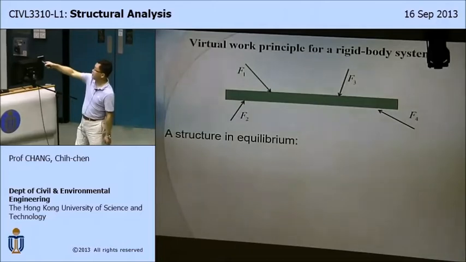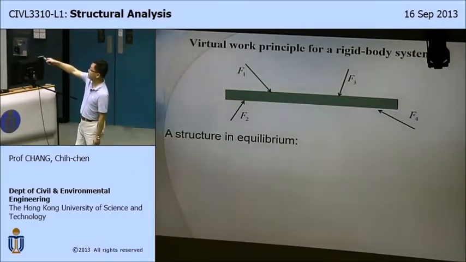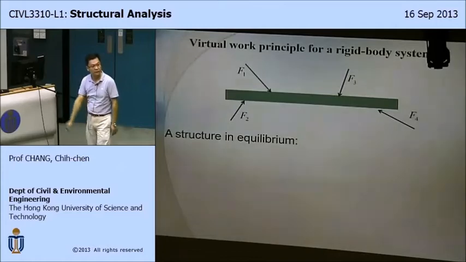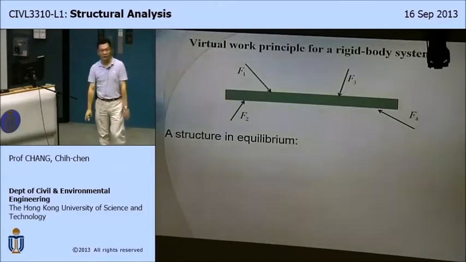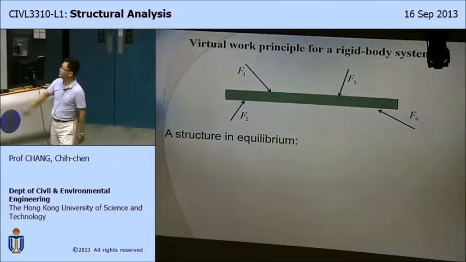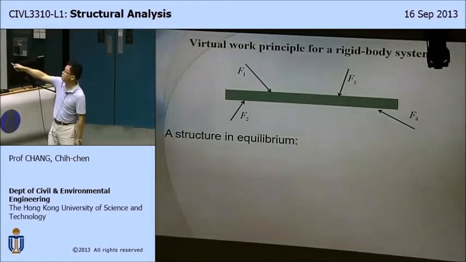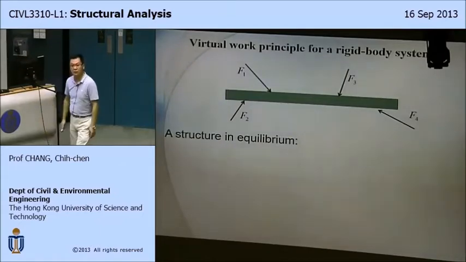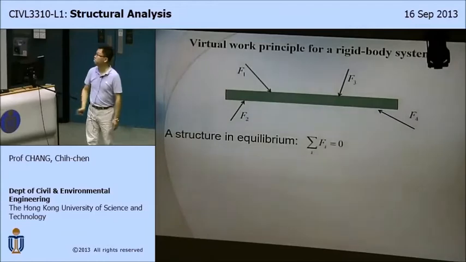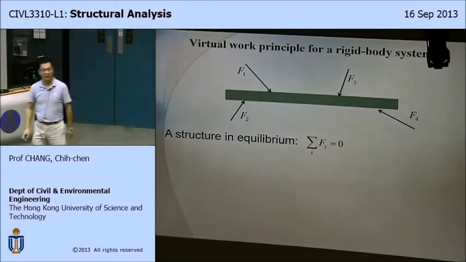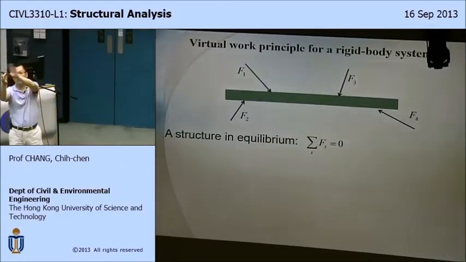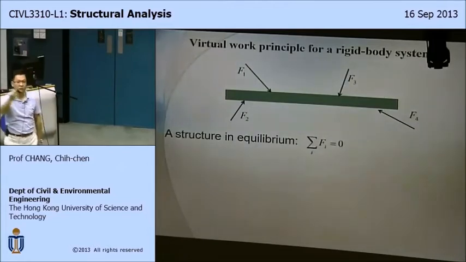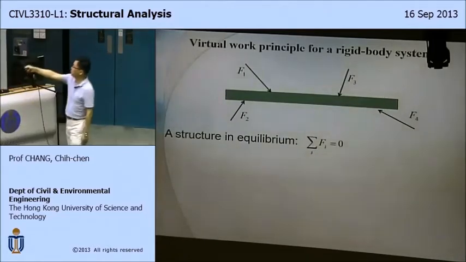So let's say that I have such a rigid body, and it is acted on by some forces. And I say that this rigid body under force action is in equilibrium. With that, I mean that the summation of forces acting on this rigid body has to be equal to 0. That's very obvious. If this is in equilibrium in the universe, then all the forces acting on it have to sum up to 0, otherwise it will be moving. So that's called equilibrium.